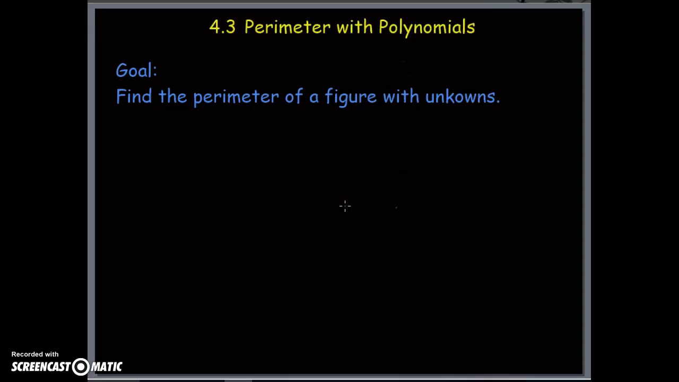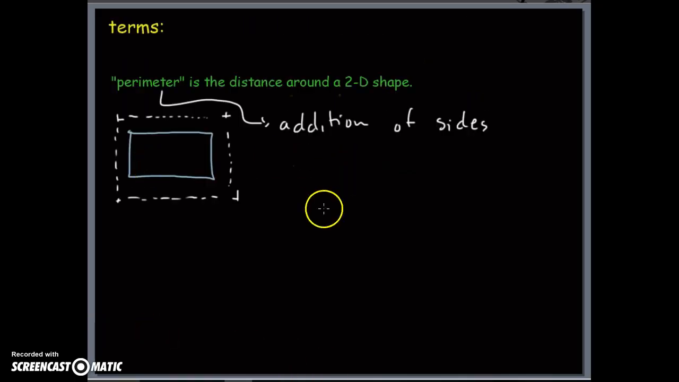Okay, today's video is going to cover perimeter with polynomials. We're going to find the perimeter of figures that have unknowns, which we know as variables in algebra. One key term today is what perimeter means. Perimeter is the distance around any shape.